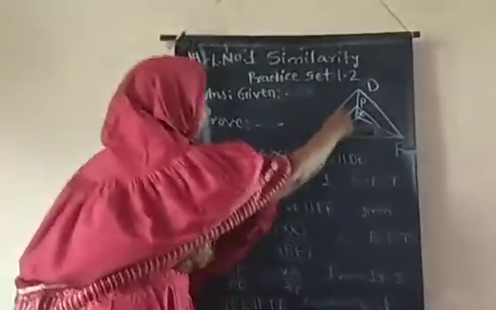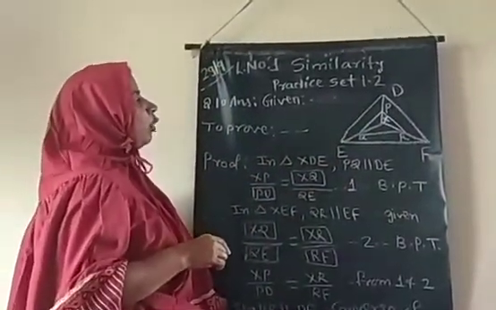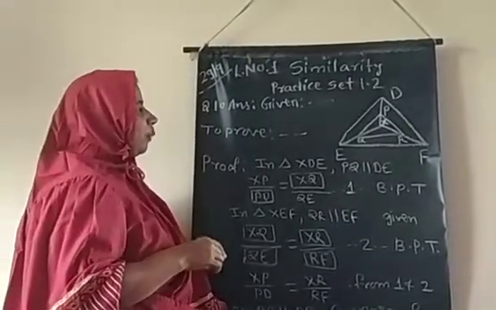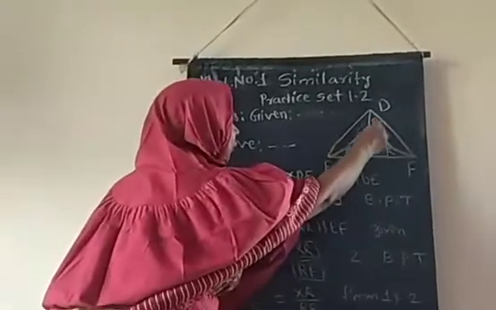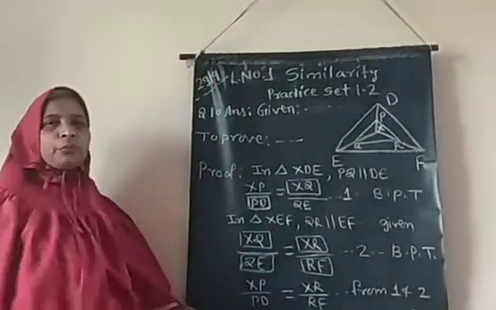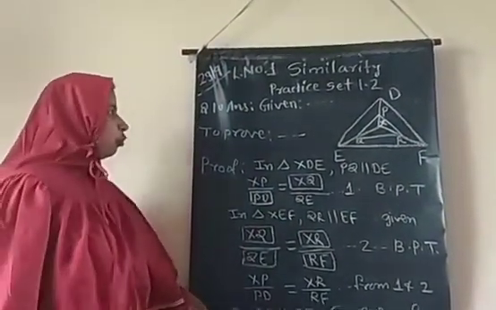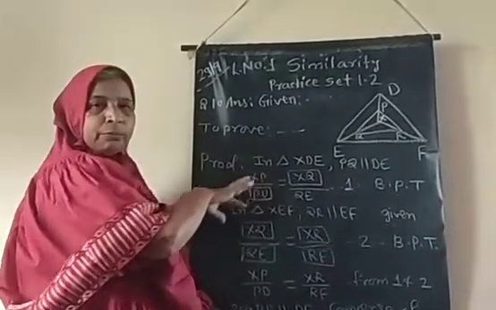So here the sides PQ and QR are given parallel to the respective sides DE and EF, and this PR side and DF side we are going to prove parallel. This is the question, and now the proof.